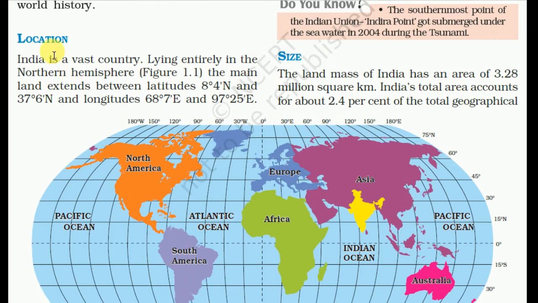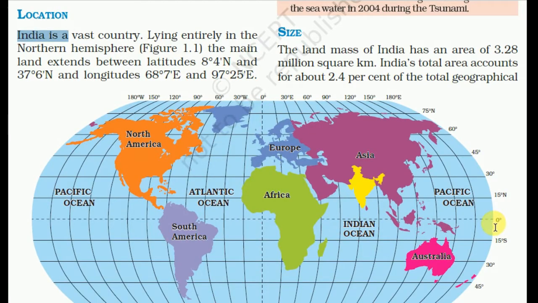Location. India is a vast country lying entirely in the northern hemisphere. So friends, here is the equator, 0 degree, and India lies in the northern hemisphere. This is the southern hemisphere below this 0 degree, and this is 30 degree north, or all these are the north latitudes. So India lies in the northern hemisphere.